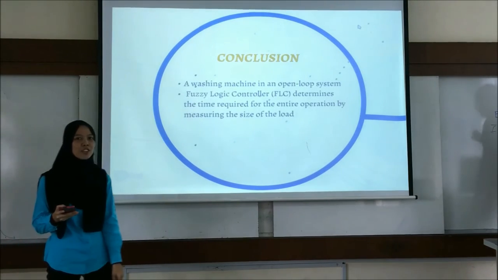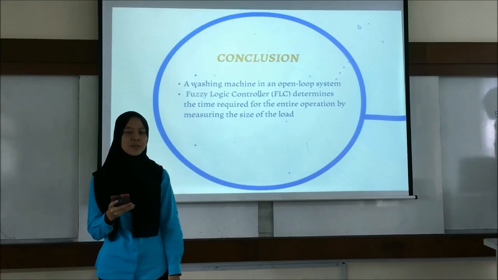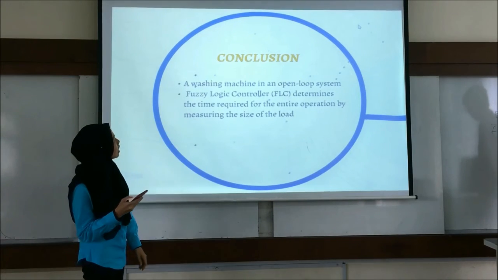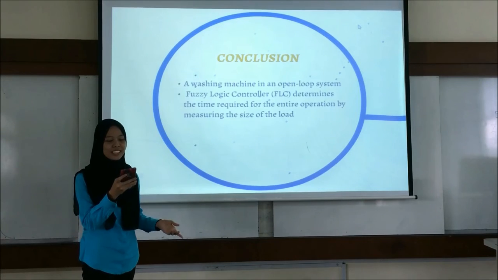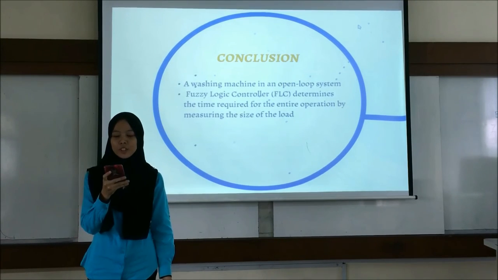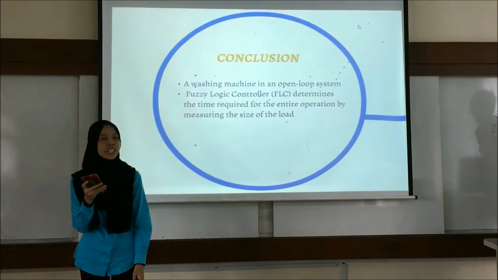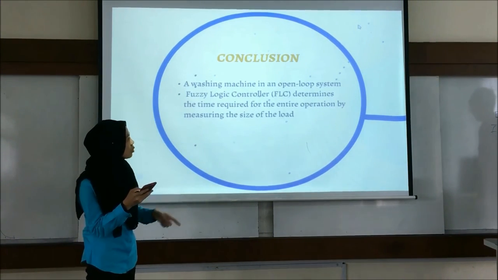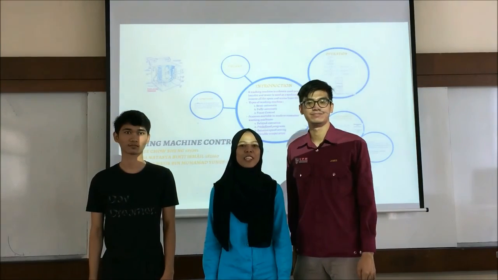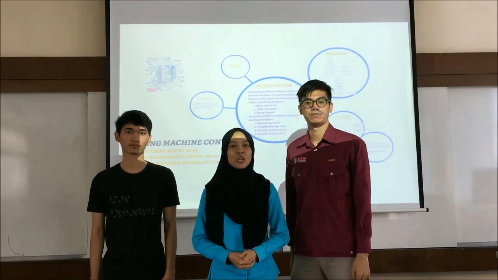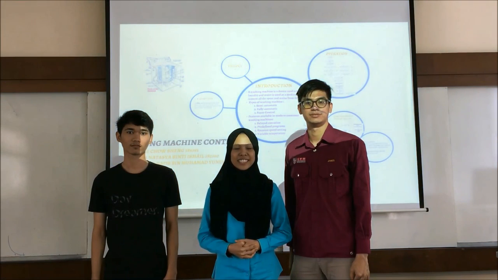So for the conclusion of our presentation, a washing machine is an open loop system where the output, cleanliness of the cloth, is not measured by the system. The controller that is done by the fuzzy logic controller determines the time required for the entire operation by measuring the size of the load. So we have clearly explained the operation of washing machine, and we come to the end of the presentation. That's all. Thank you.